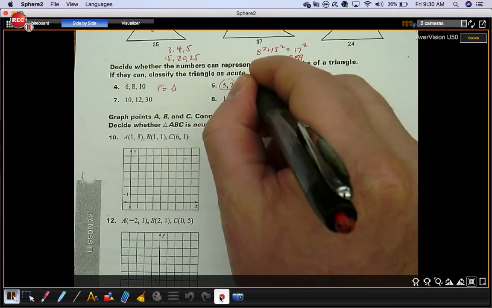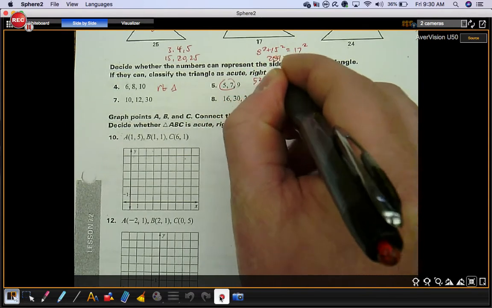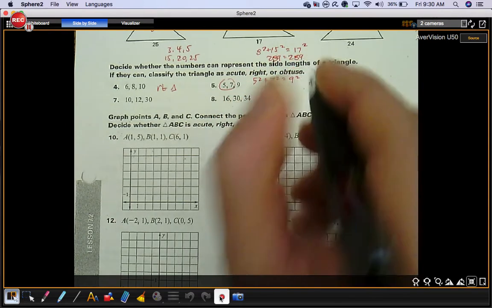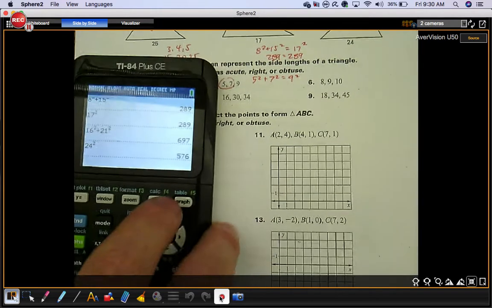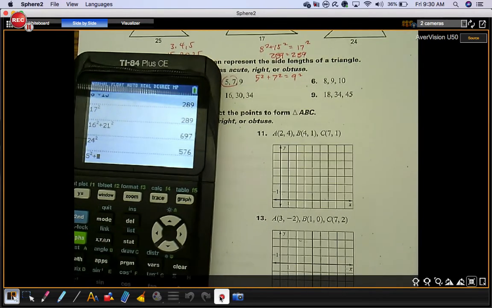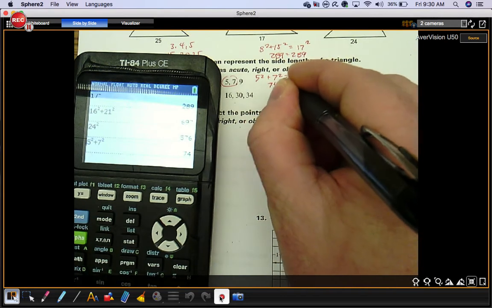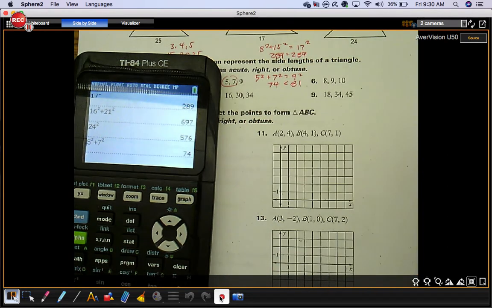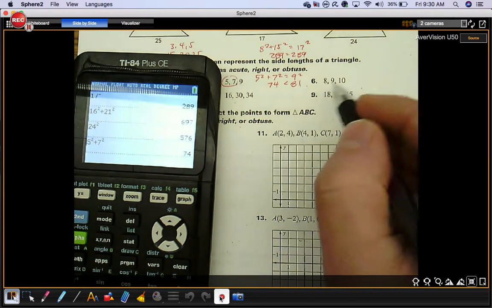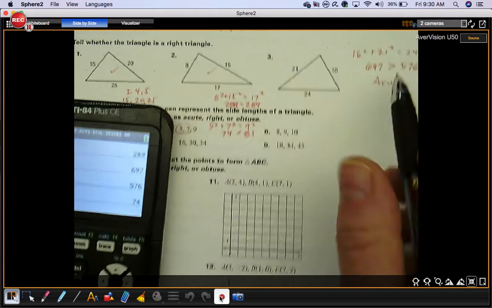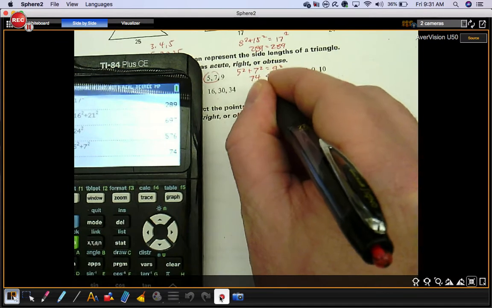Now, the second thing you do is you square 5 and you square 7, and you compare it with 9 squared. So I'm going to type that into my calculator, 5 squared plus 7 squared. That gives me 74. I know that 9 squared is 81. 81 is bigger than 74. Notice how that's different than what we had going here. This is obtuse.